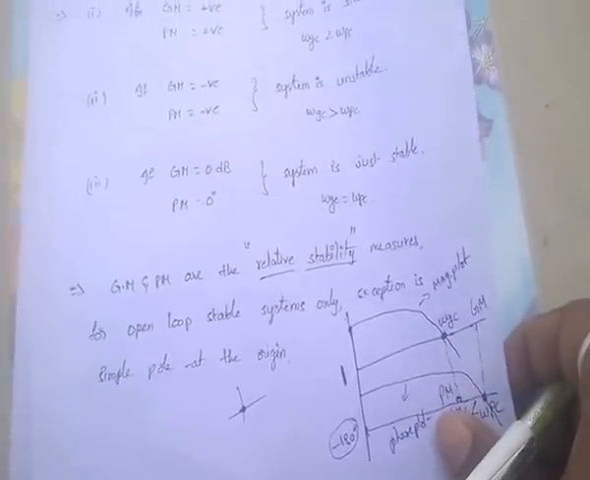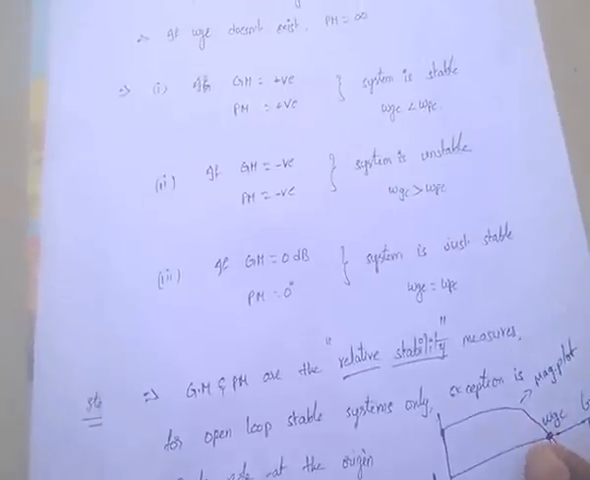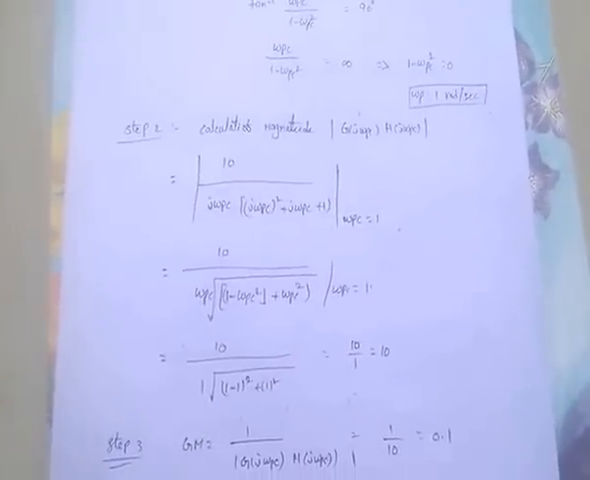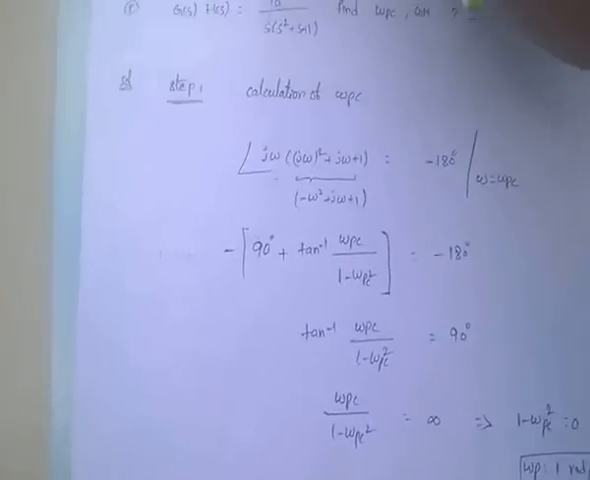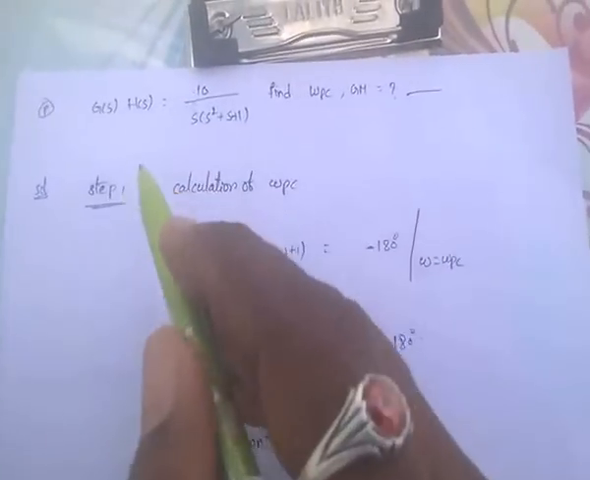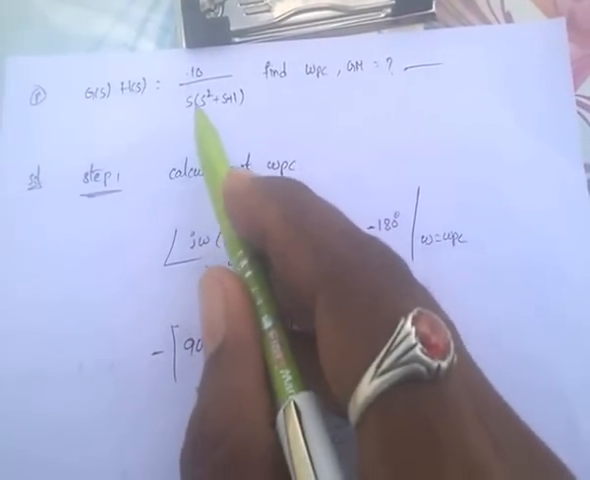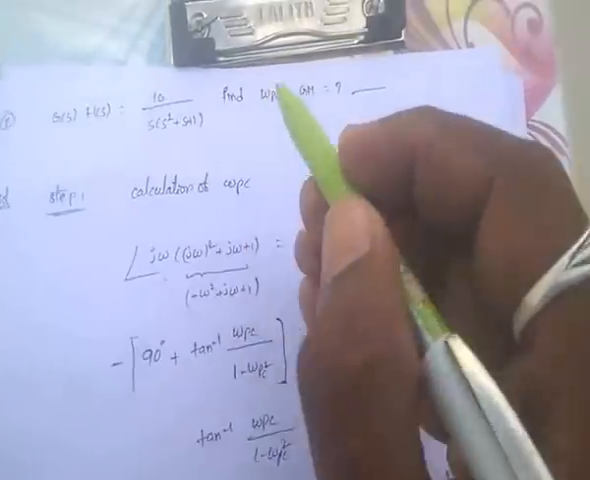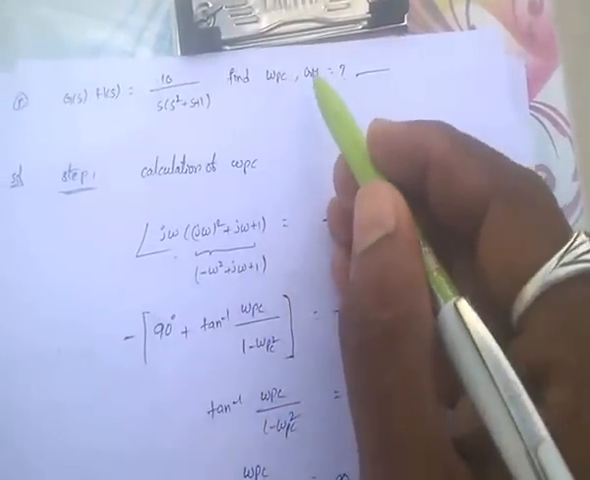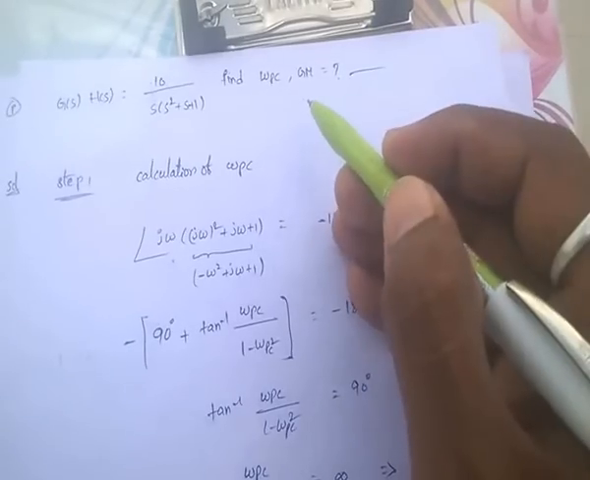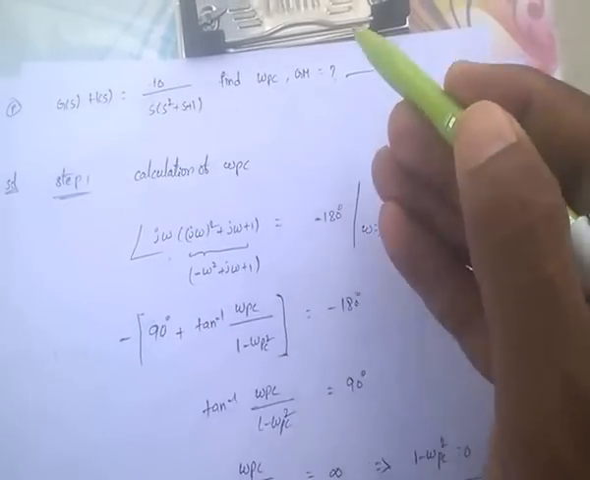And next, examples to find the gain margin and phase margin. Here is one example: G(s)H(s) equals 10 by s into (s square plus s plus 1). Find the phase crossover frequency and gain margin.